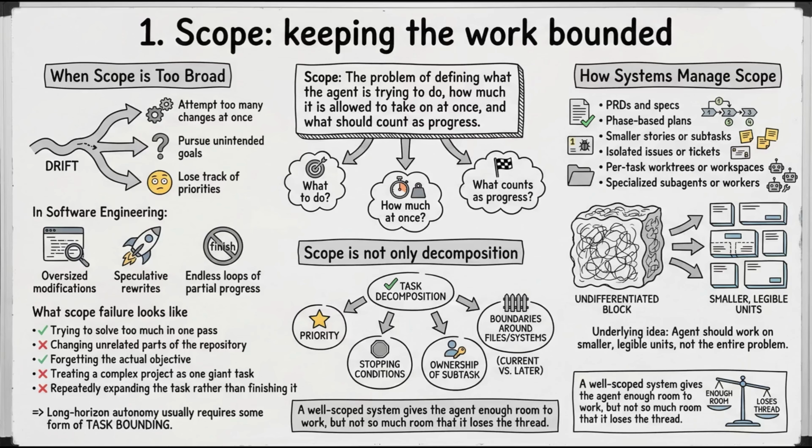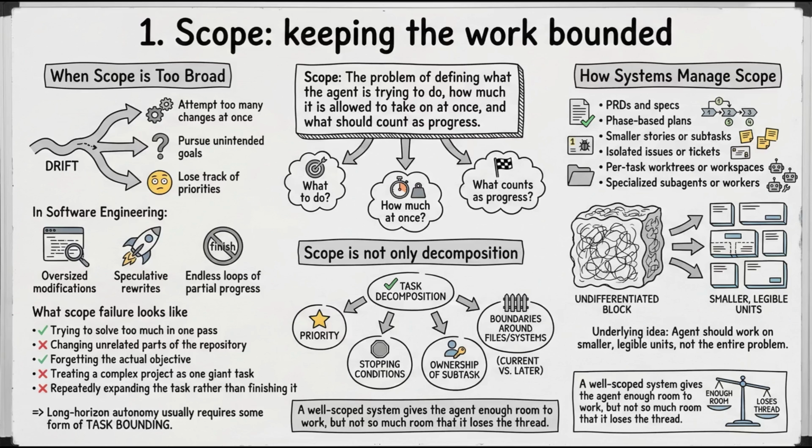When we give an agent a scope that is too broad, it tends to drift. The agent might attempt to make too many changes at once, chase after unintended goals, or completely lose track of its original priorities. If you are applying this to software engineering, you might see this manifest as massive, oversized code modifications, speculative rewrites of things that did not need fixing, or endless loops where the agent makes partial progress but never quite finishes the job.